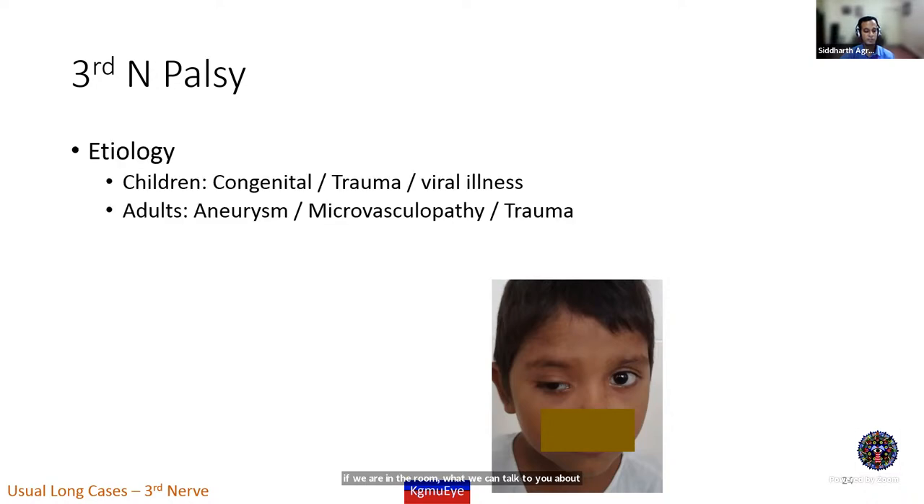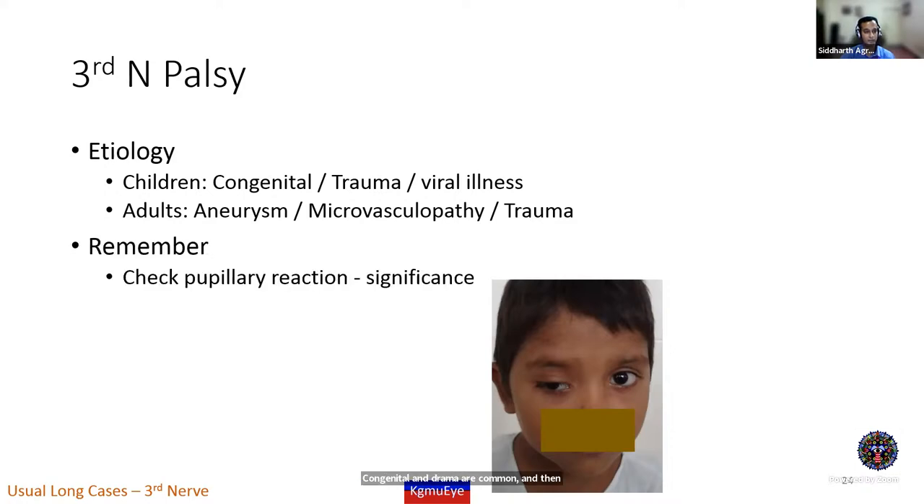Now, the etiology of third nerve palsy depends on the age of the patient. In children, congenital and trauma are common, and in adults, aneurysm and microvasculopathy are the common conditions. Here, the most important question is, have you checked the pupillary reaction? And are you aware of its significance? I'm sure most of you know the answer, but just to repeat, if the pupil is involved, it means a compressive lesion from outside. And if it is spared, we are usually dealing with a microvasculopathy.